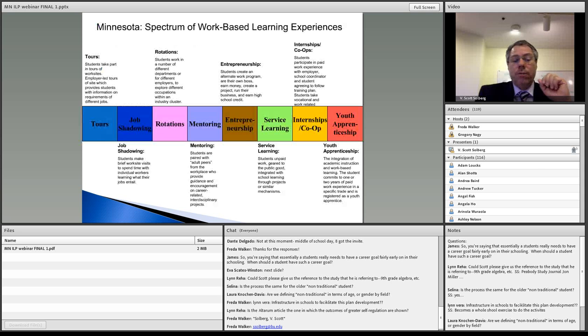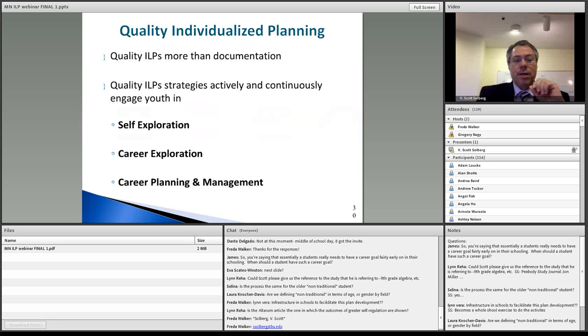This is the beautiful piece that Al and Alyssa put together. Shows a nice colorful spectrum. A little small, so I'm just going to kind of move through it. But this is a great way of looking at and detailing work-based learning. I'm going to pause there for any questions that you might have, or if there's any questions that are coming in, we can do that.